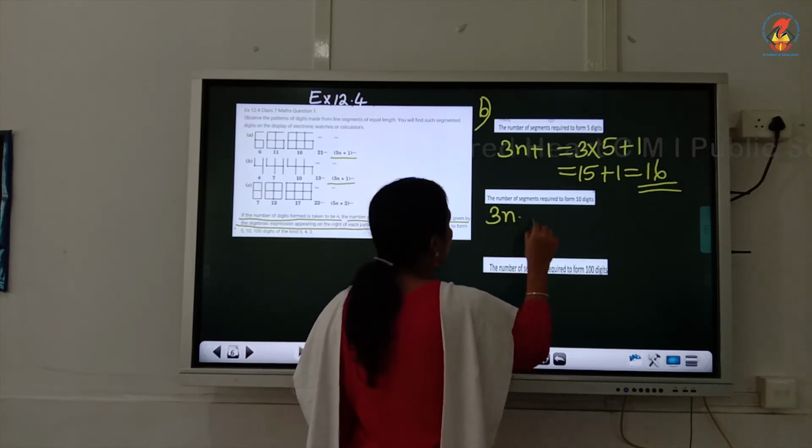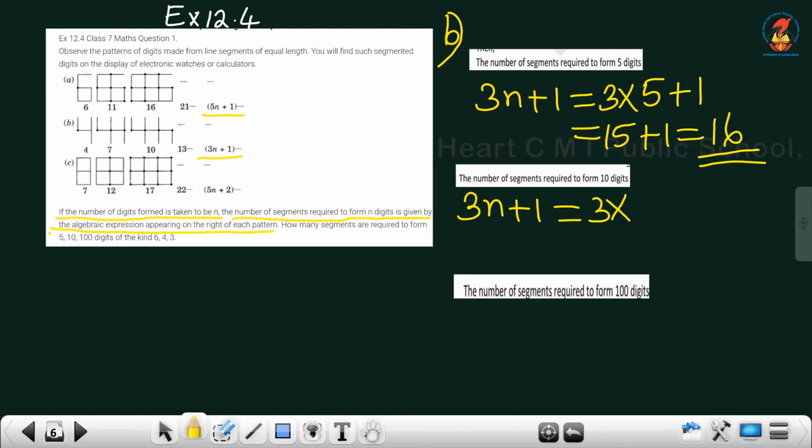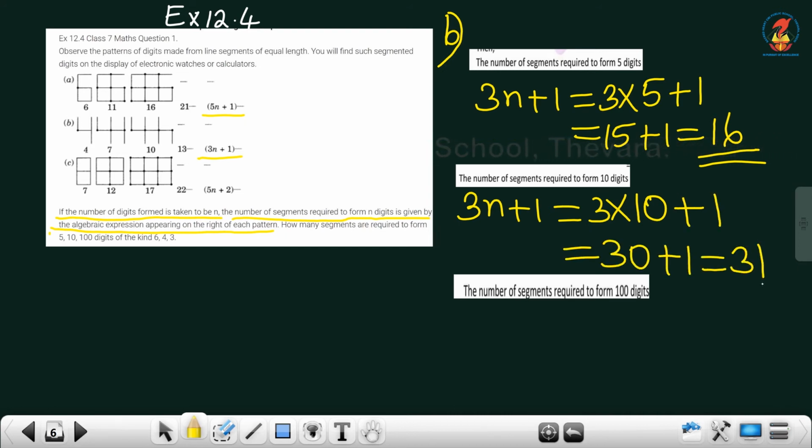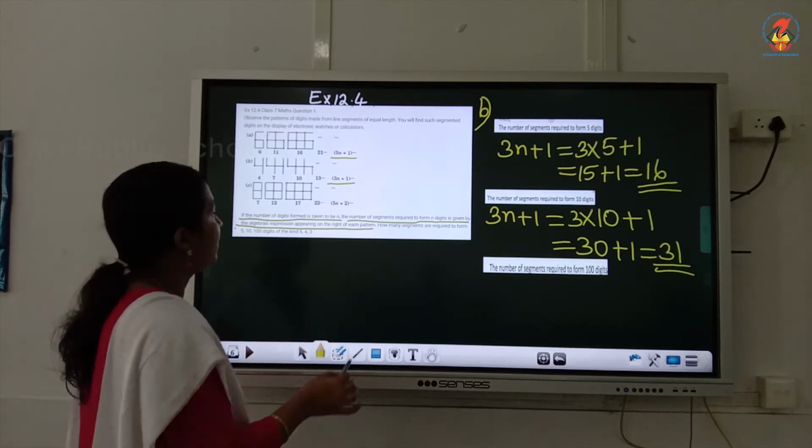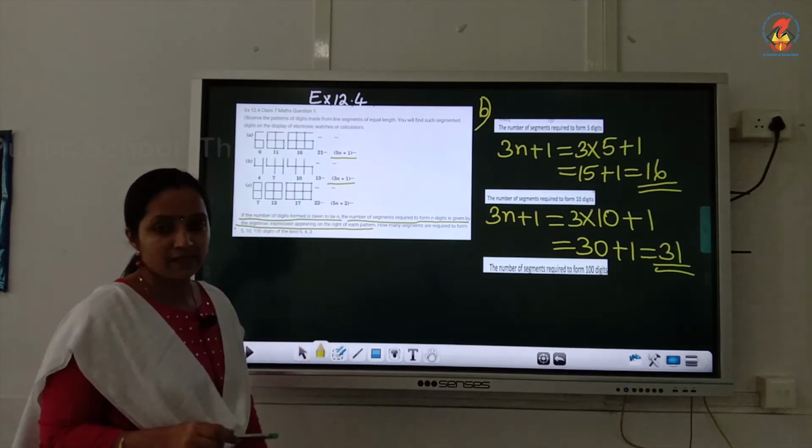Again the same formula, 3n plus 1. In the place of n you substitute the value 10. So what answer will you get? 30 plus 1 is equal to 31. What is the meaning? 31 line segments are required to form 10 digits of the second pattern.